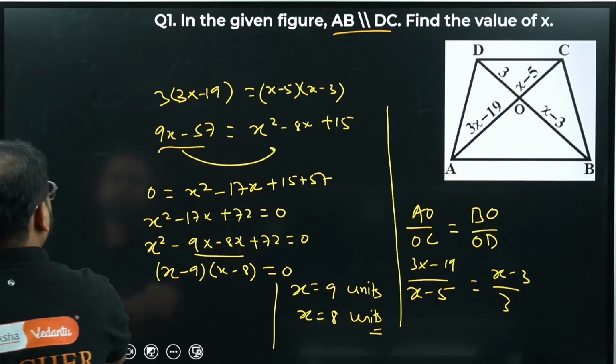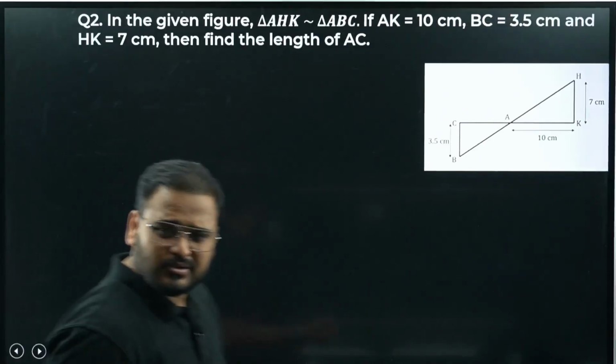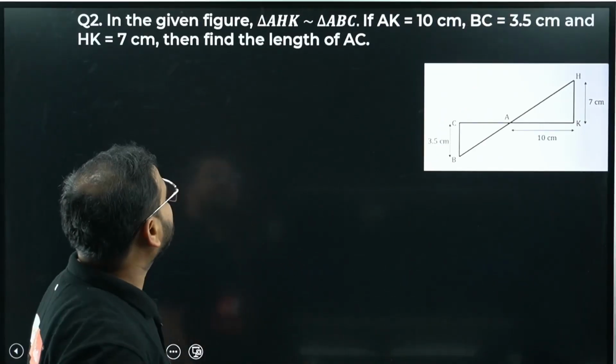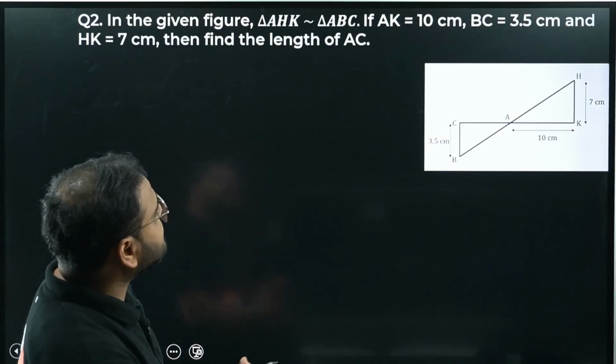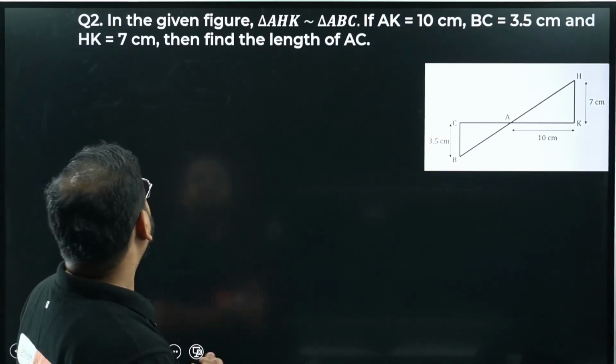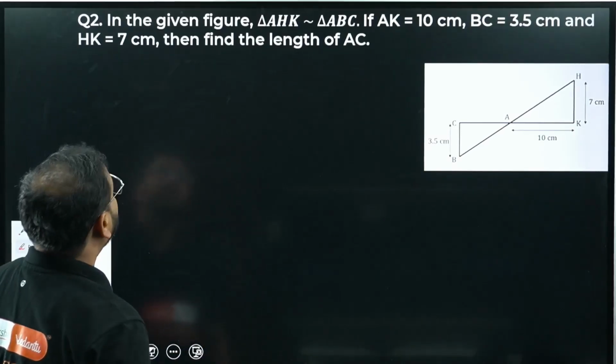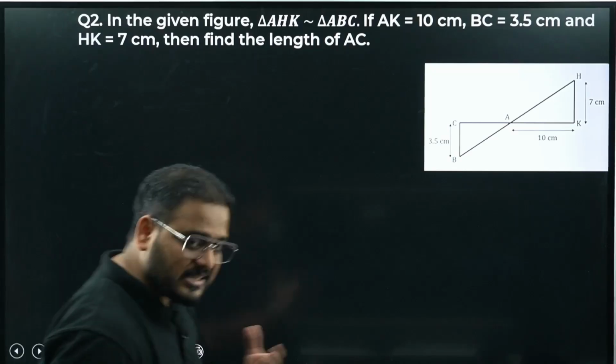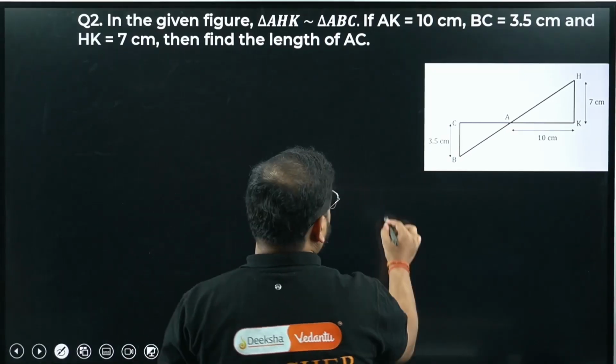Question number 2. Okay, easy. First question was very easy. Yes sir. In the given figure, triangles AHK and ABC, if AK is 10 and BC is 3.5, find the length of AC. They have given the similar triangles. Let's write the similar triangles first. What have they given? Please check.